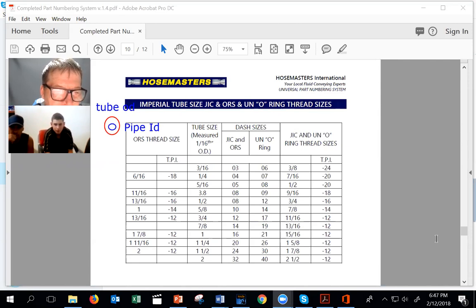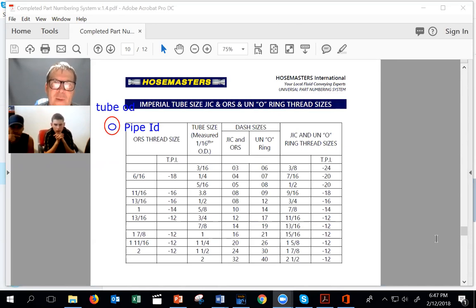So if I do 2 inch, how many TPIs? For 2 inch, 12. Okay, what's its dash size? Dash size of 24. Wow, that seems like a big difference, doesn't it? When it should be 32, why is it 24? Now think about it, it's a tube fitting. What's the OD of the tube?